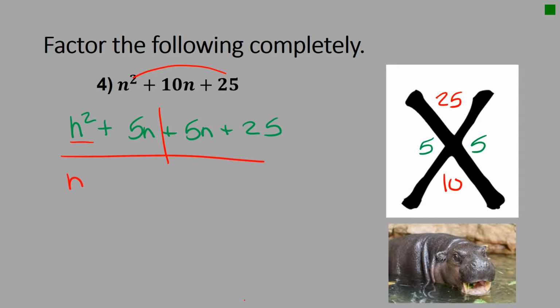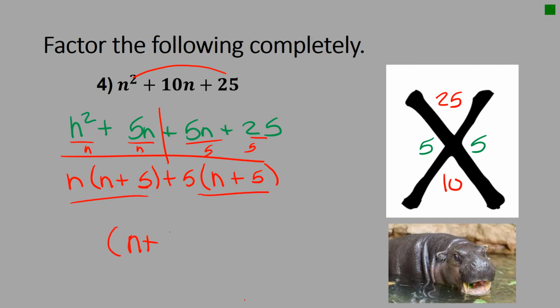These guys have an n in common, so when you divide out, n squared divided by n is 1, 5n divided by n is 5. It's going to be a plus. These guys have a 5 in common. 5n divided by 5 is n. 25 divided by 5 is 5. What do these two have in common? N plus 5, and my leftover n plus 5. So again, it could have been n plus 5 quantity squared.